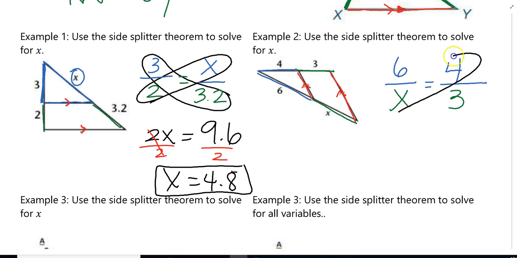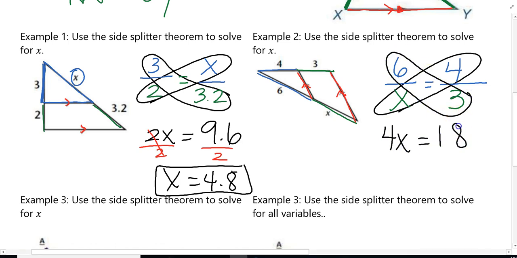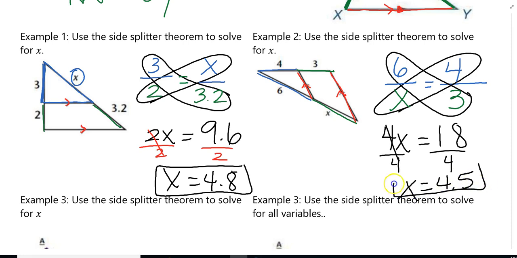Then we cross multiply, so 4 times x is 4x, and 6 times 3 is 18. We're going to divide by 4 on both sides, and x is going to equal 4.5.